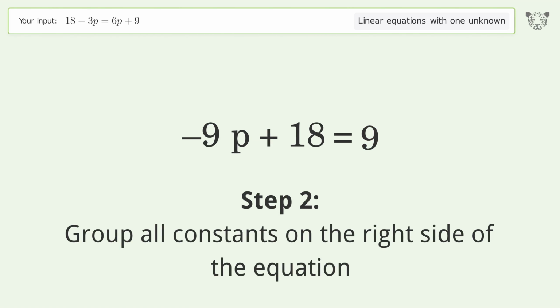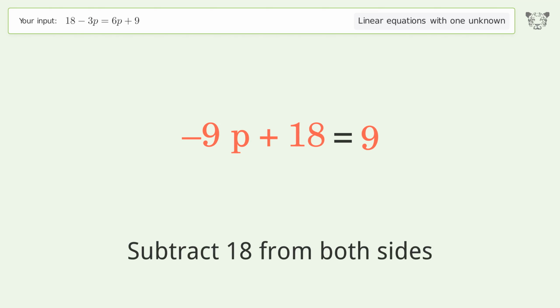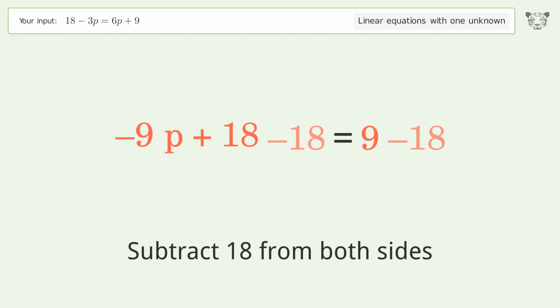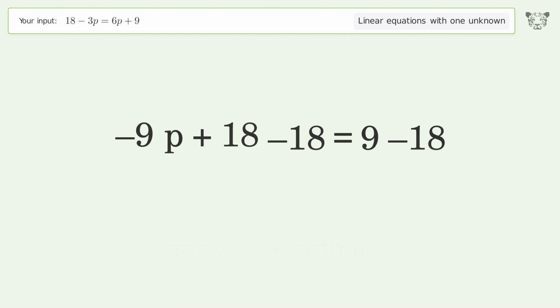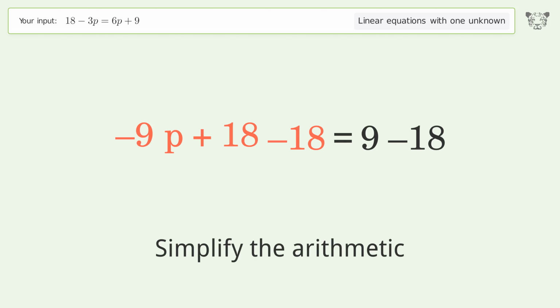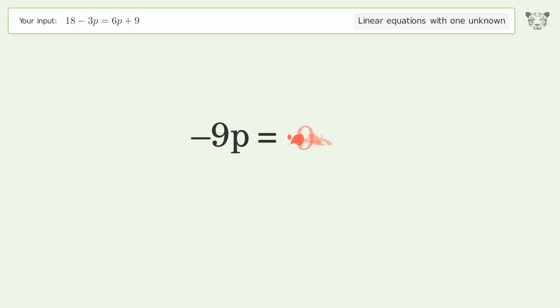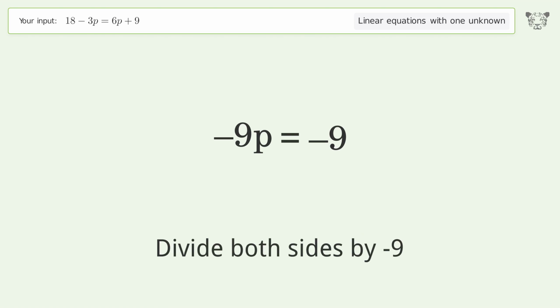Group all constants on the right side of the equation. Subtract 18 from both sides. Simplify the arithmetic. Isolate the p. Divide both sides by -9.